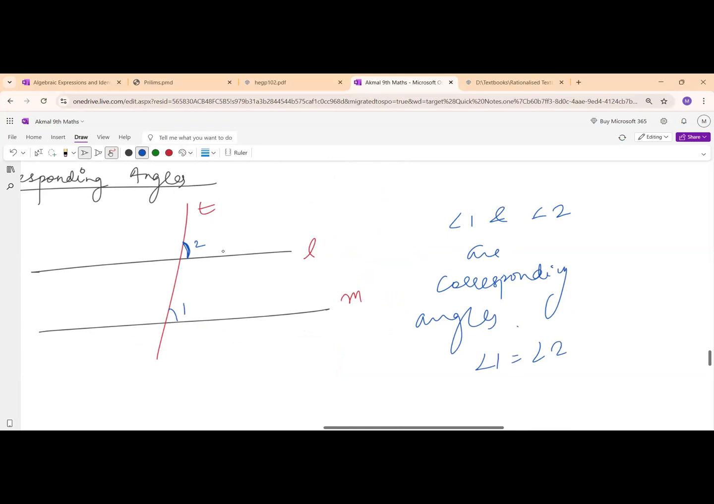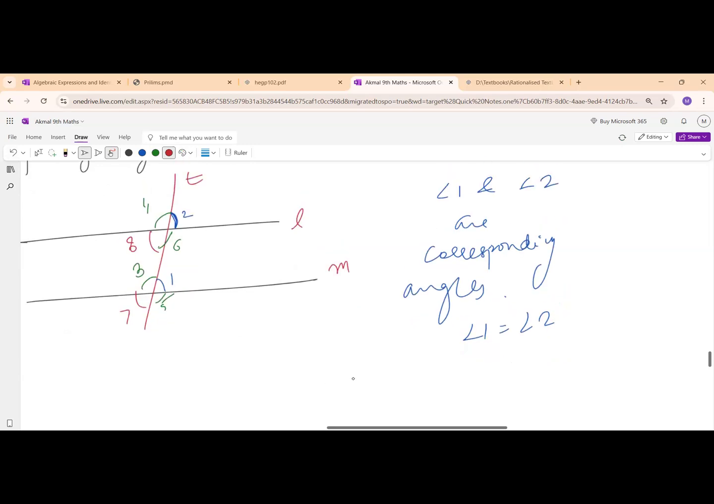Yes, sir. So now, Akmal, even these are corresponding angles. Angle three and angle four are also corresponding. Angle five and angle six are also corresponding. Angle seven and angle eight are also corresponding. Can you see how many corresponding pairs? Four pairs: angle one and angle two, angle three and angle four, angle five and angle six, angle seven and angle eight. Akmal, did you get it?